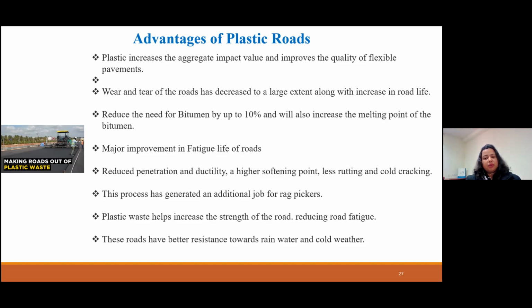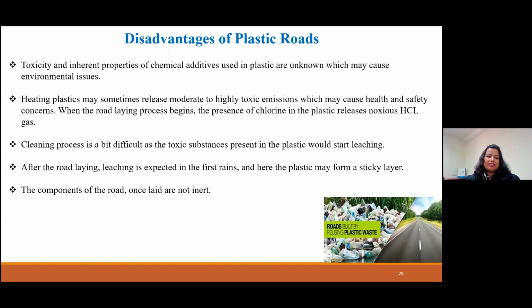So very specially I would like to point out the major advantages in areas which are prone to snowfall and highly humid conditions, because the humidity reduces and the stripping reduces. So the performance of the road is way better than the conventional mix. But at the same time, it's not all a good situation. It has some drawbacks as well.